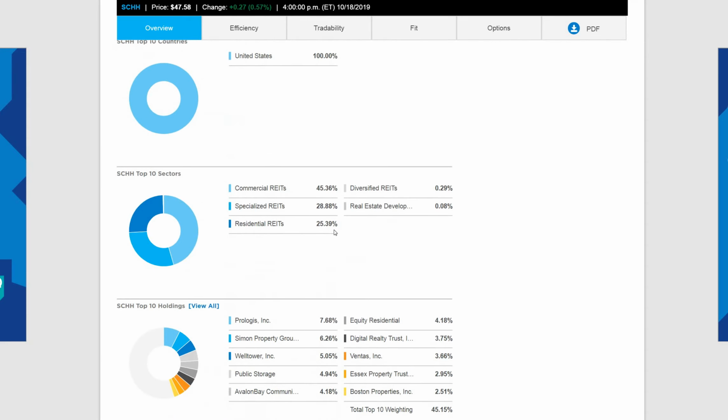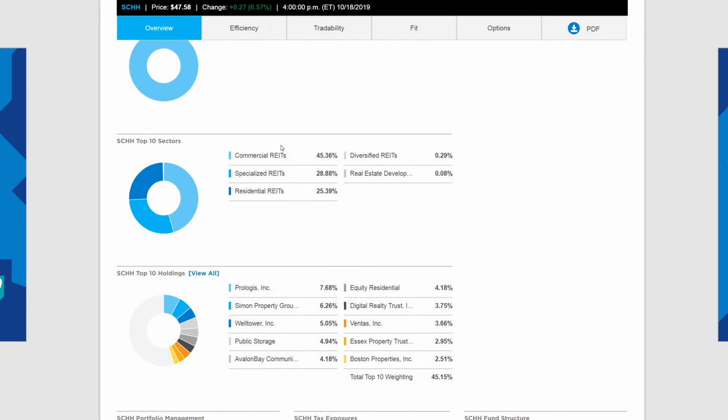And another thing here is, you look at the top sectors. It's fairly similar with VNQ to a certain degree with commercial, specialized, and residential. It does have the most exposure to residential out of all the others that I'm going to be sharing today. And residential is one of the more risky sectors within real estate. It got beaten up pretty bad during the housing crisis in 08 and 09. And so something to be aware of.